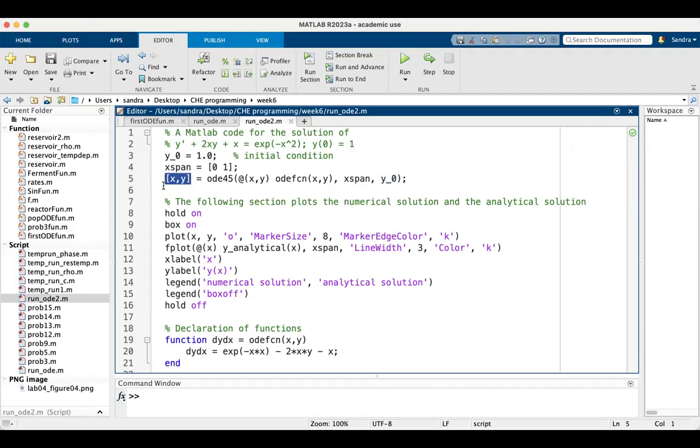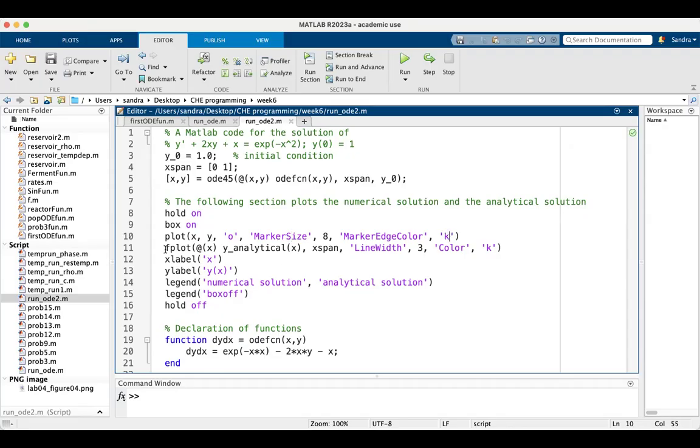Now I am trying to create a plot. Hold on. I'm creating a square box. Then I first plot the values that I get from the ODE solver. So x comma y, with circle markers, marker size 8, and the marker color is black. K stands for black.